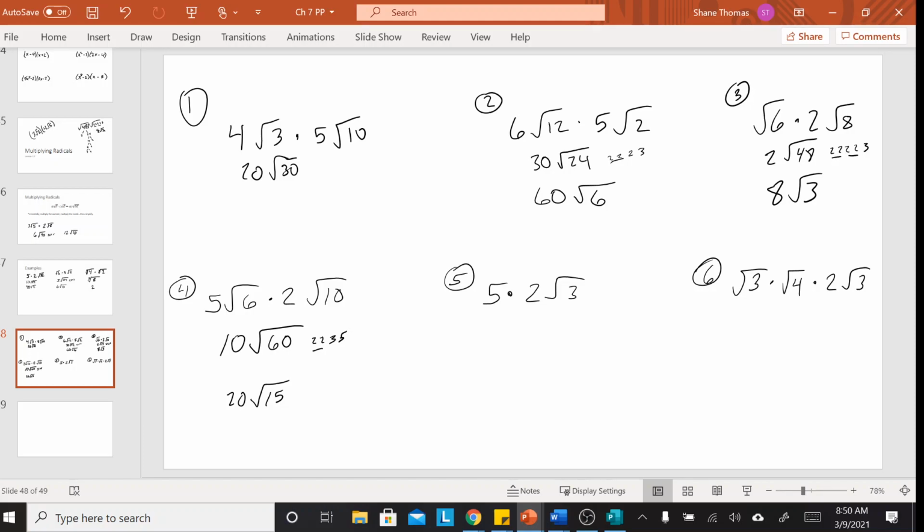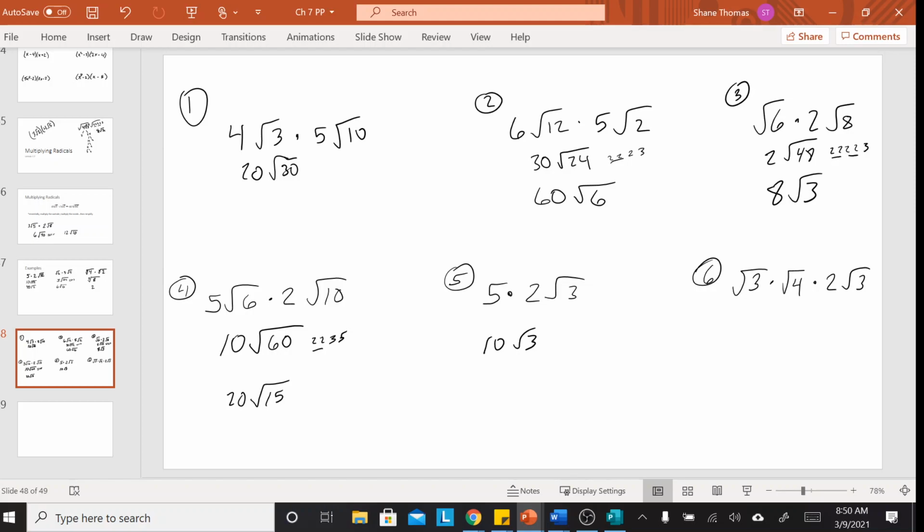Bauer. 10 root 3. Can I do that anymore? No. You got the easiest one on the page, didn't you? All right. Bauer. 6. Now I got 3 terms here, right? We got to be careful.